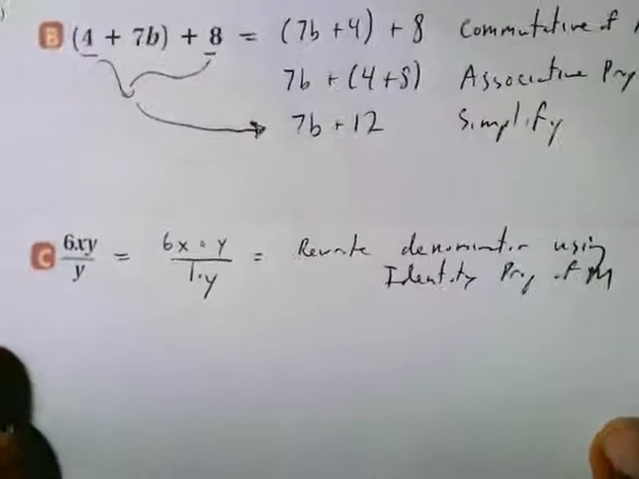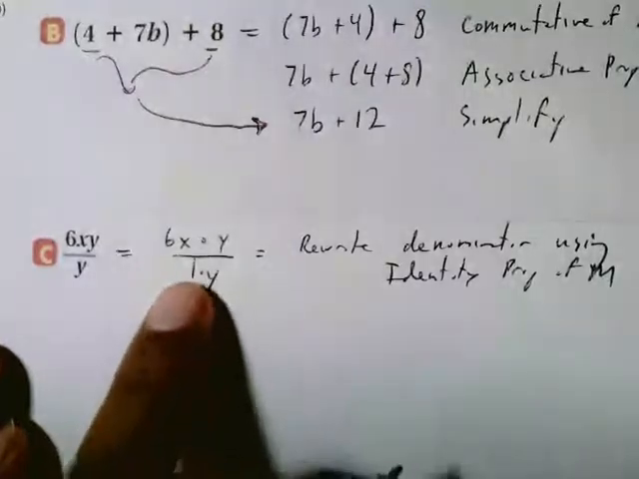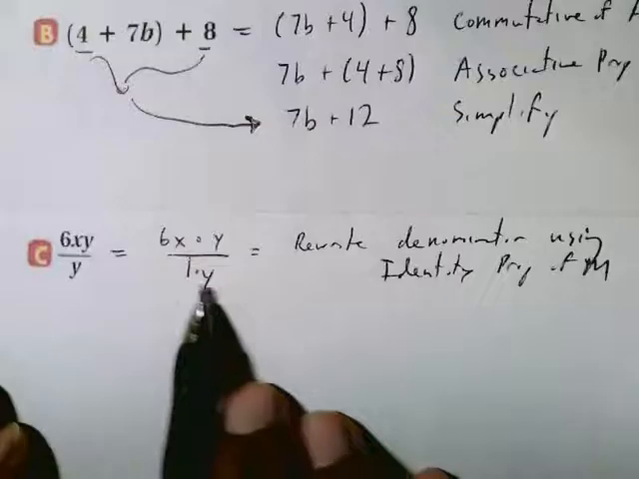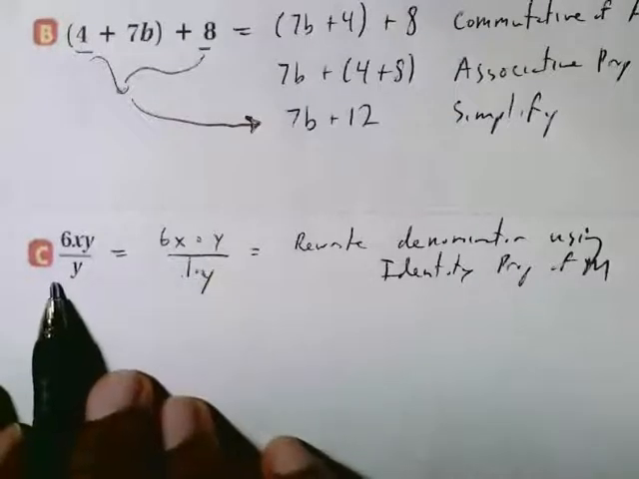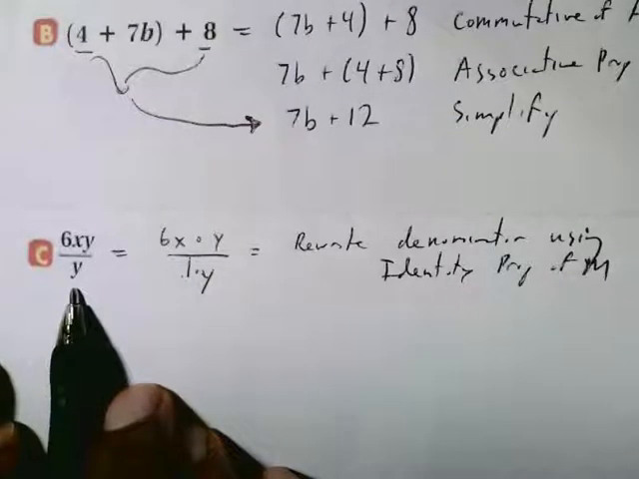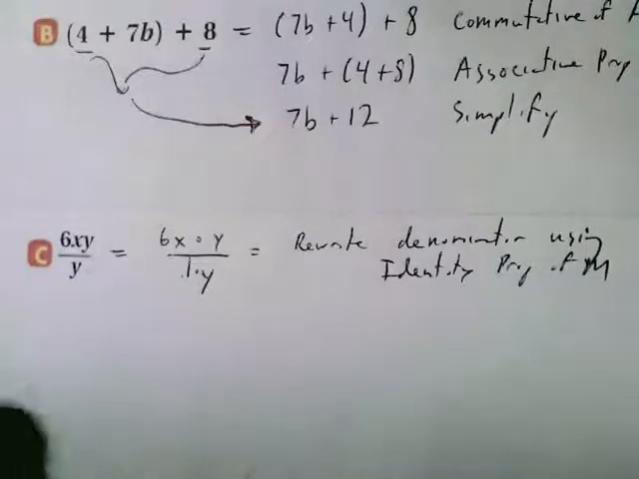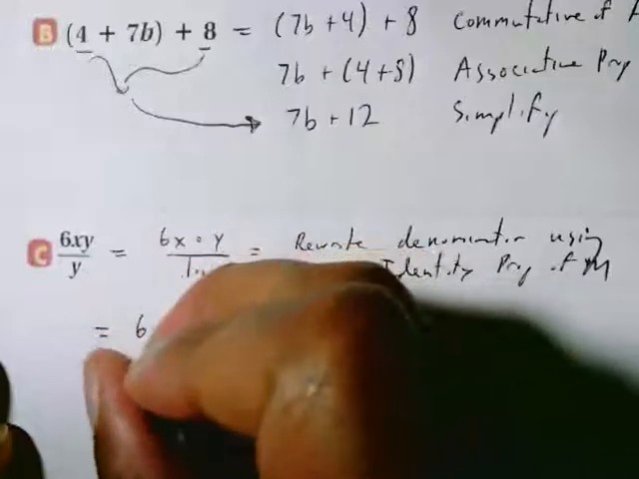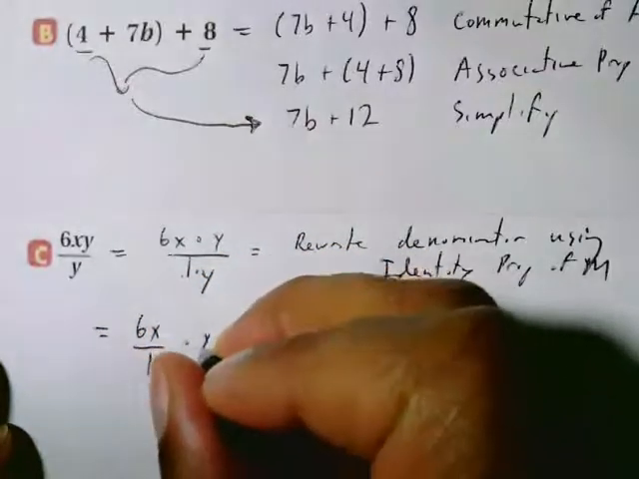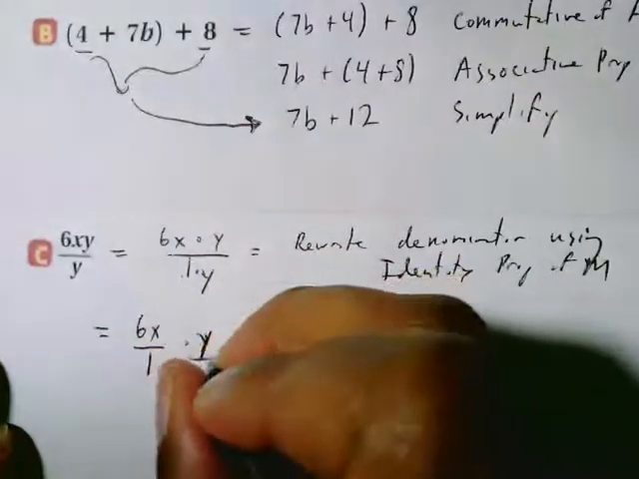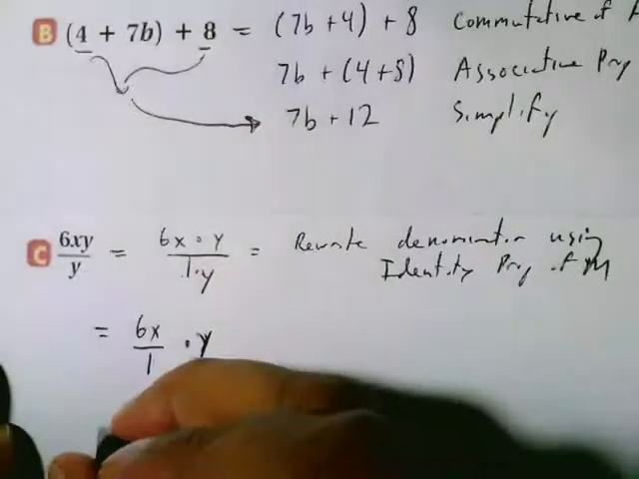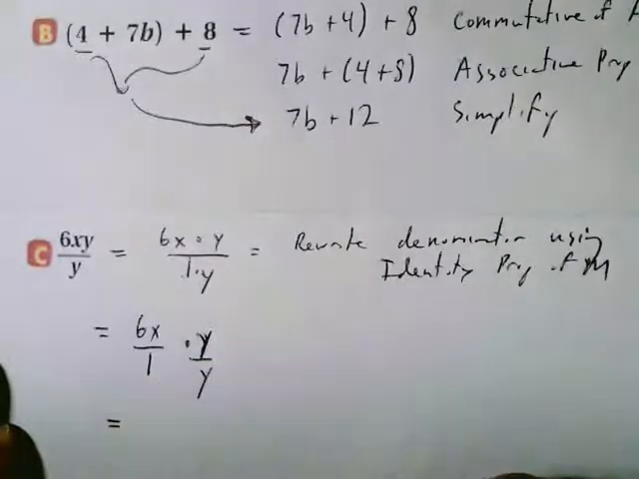Right, using the identity property of multiplication, because we know that 1 times any number is just that number, so I can write it as 1y, same as just writing y. Right, and then I can now split the fraction up. It's legal. I'm just kind of separating it. And then once I have that, I can simplify.